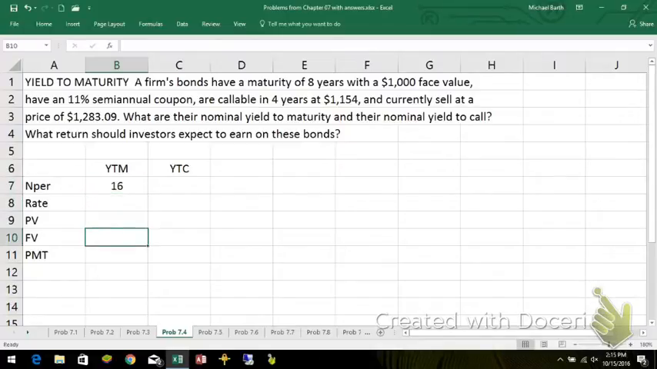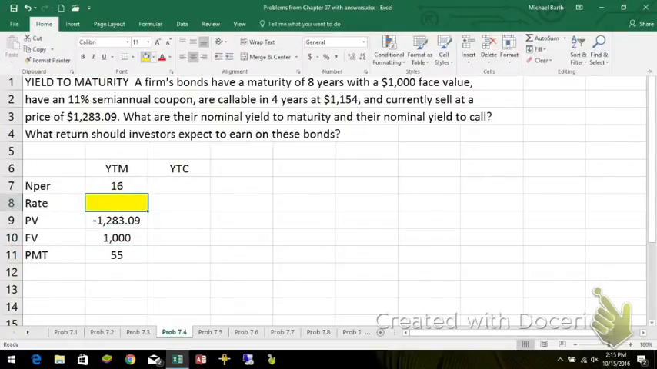For yield to maturity, they have 8 years left, and they're paying twice a year, so that'd be 16 total payments. The par value is $1,000. They pay 11% of $1,000. That's $110 a year, except they pay it in 2 installments of $55 each. Okay? The current price is $1,283.09.